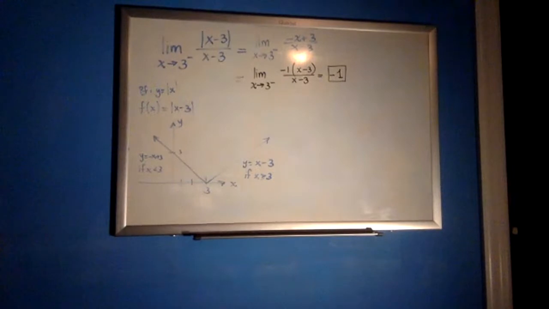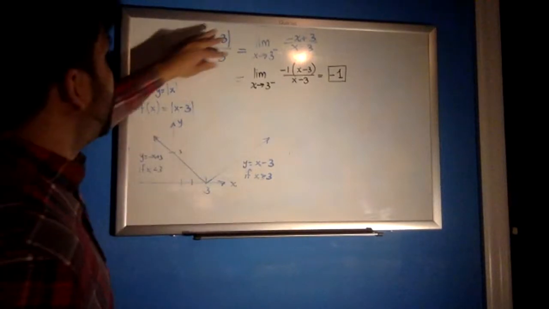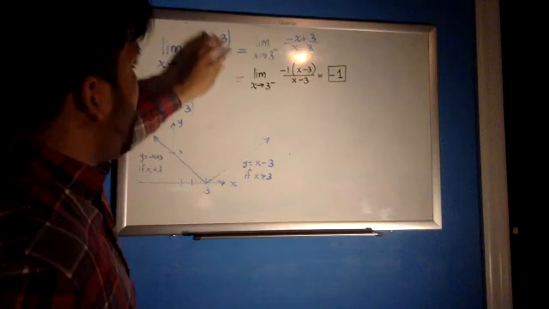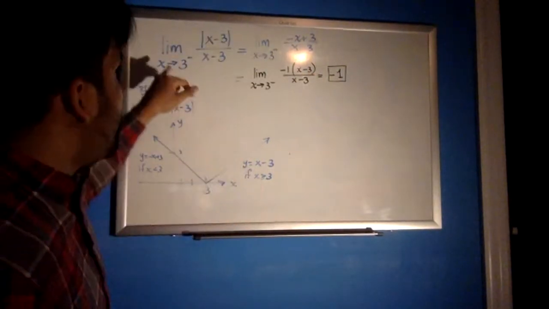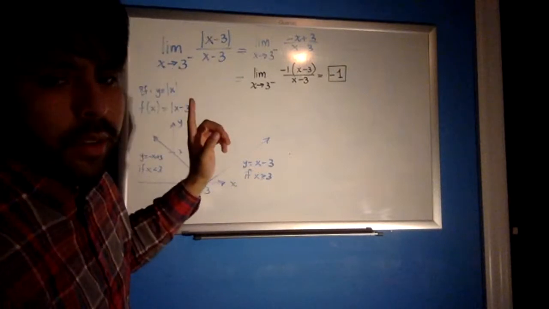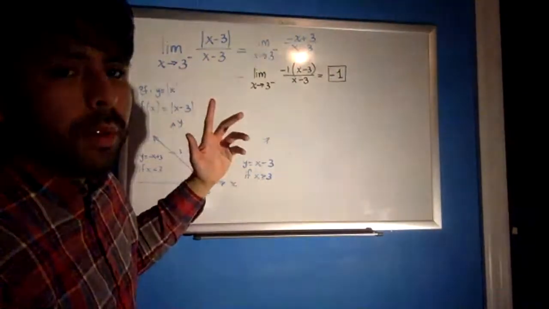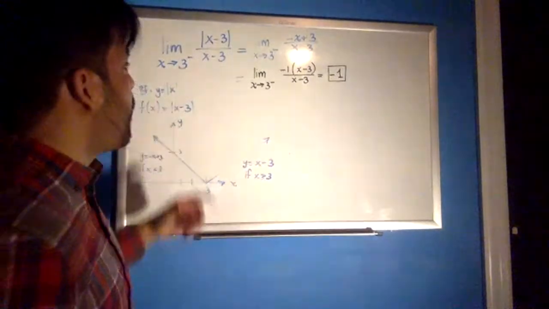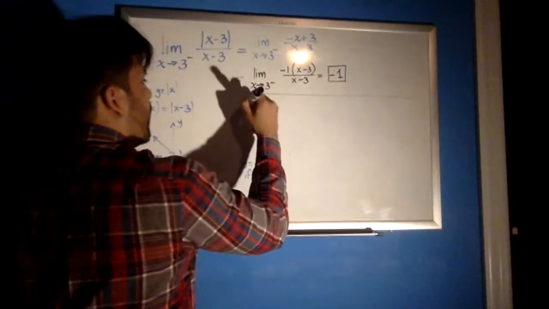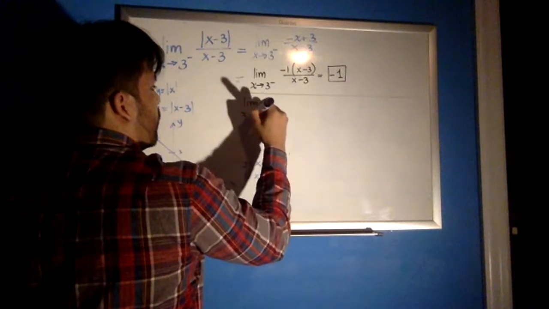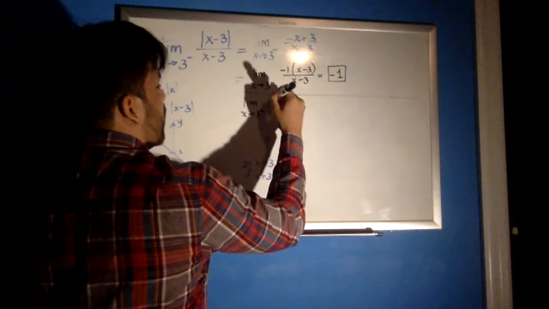So the limit of this absolute value expression here is -1 if my x values approach 3 from the left. So then the question would be, what would happen if it approaches 3 from the right? What would happen if I find the limit as x approaches 3 from the right?